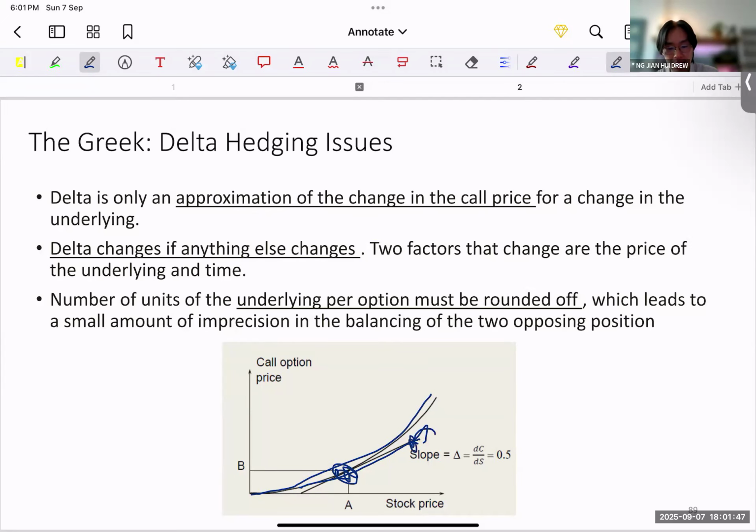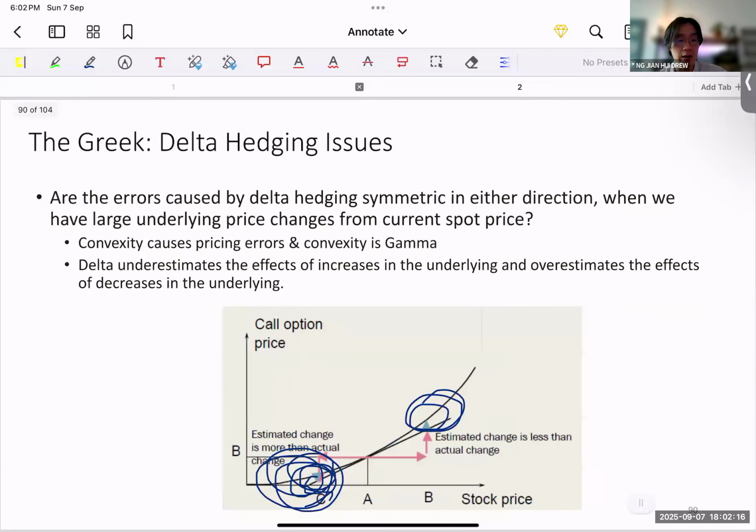Can you see? Underestimate here. This is the delta, but then actual is here. And underestimate the, or overestimate the decrease in price. Sorry, overestimate the decrease in price. Can you see a decrease here, but actually the original is just here, right? So I repeat again, the delta generally underestimates the increase in price and overestimates the decrease in price. This is important.